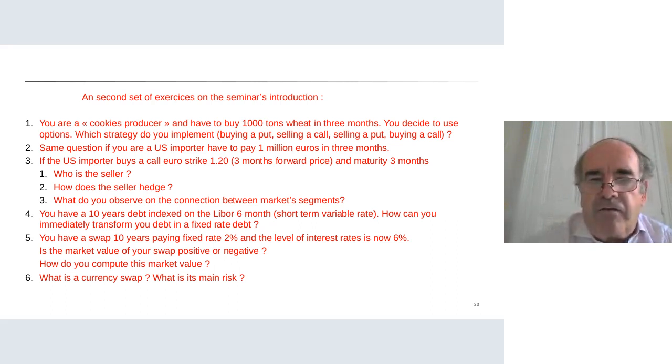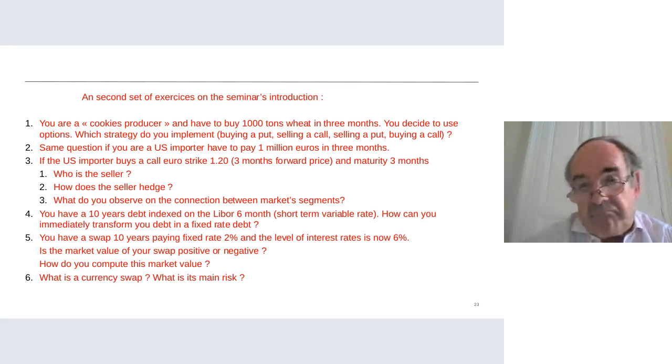Okay, you buy a call. You buy the right to buy the wheat at a given price. So if the wheat price moves up, as we observe since some months, you buy it at the given price, at what we call the strike price. But if the wheat price moves down, you will buy it at a lower price, and you will make profit. So buy a call was the good answer.